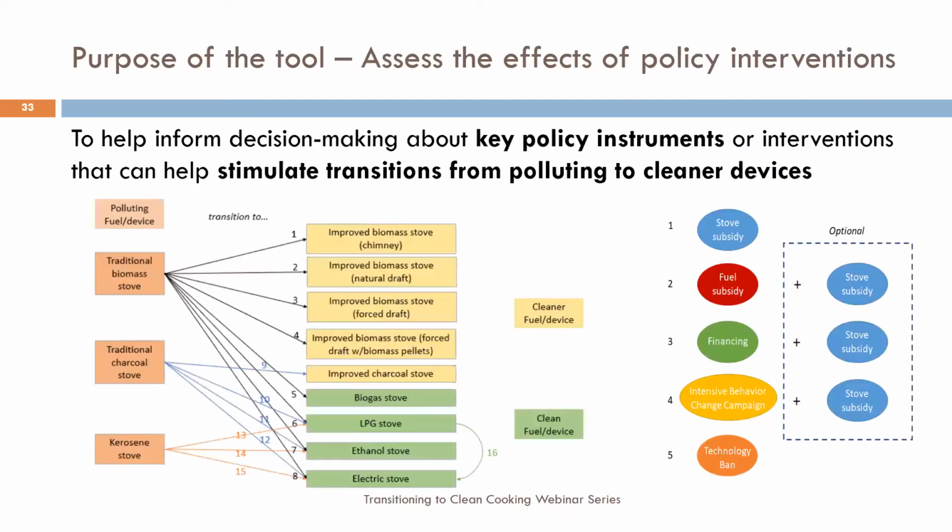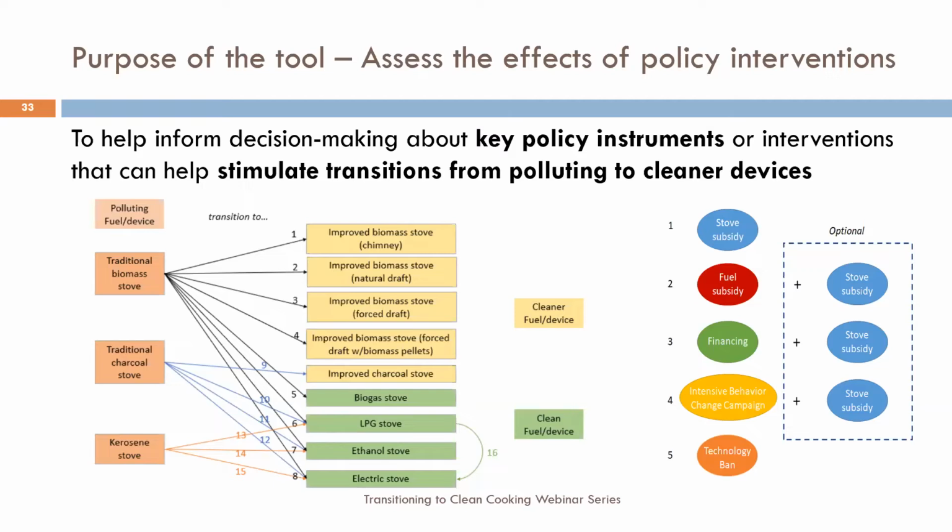I highlighted the two elements of technology transitions and policy options. Here on this slide, you can see the set of transitions allowed in the tool, which generally go from polluting fuels and stoves to transitional or clean options, as defined by the WHO air quality guidelines, as well as one clean to clean transition that is receiving increasing attention in some settings. That's the move from LPG to electricity.